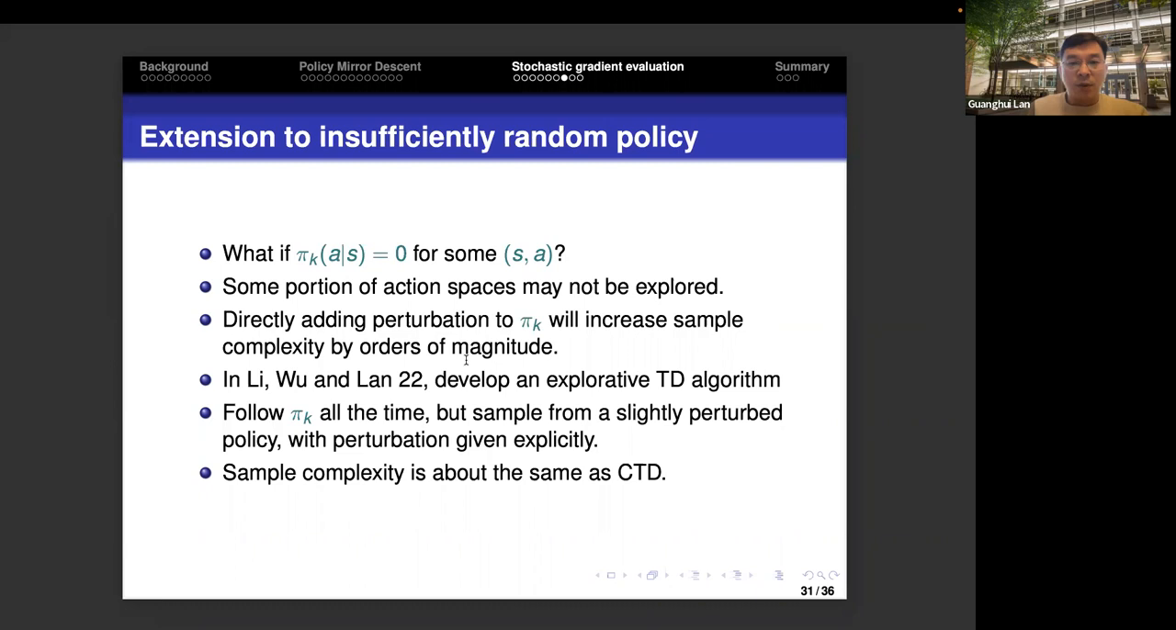If you directly apply perturbation to the policy pi k, adding a small perturbation to make it positive, this will increase sample complexity by orders of magnitude. In a recent work, we developed a so-called explorative temporal difference algorithm. In this algorithm, we follow the pi k all the time, but sample from a slightly perturbed policy. With this trick, we can show that the sample complexity will be about the same as on the previous slide.